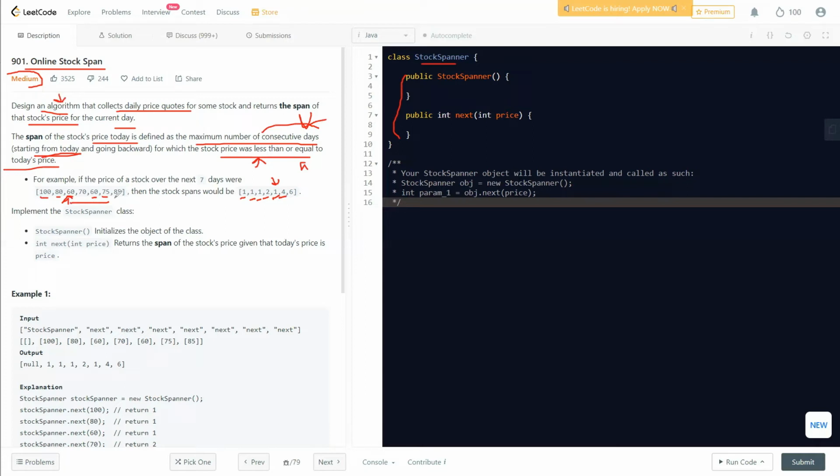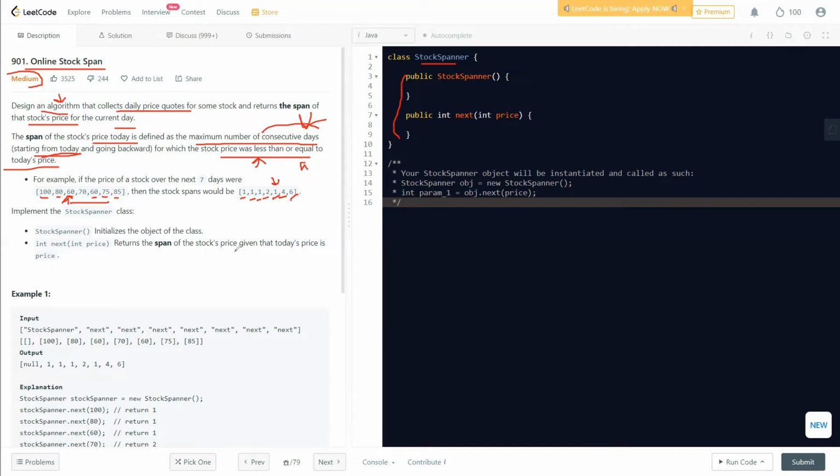Okay, and then 85. For 85, 75 is less, 60 is less, 70 is less, 60 is again less, 80 is less, right? So how many days are there? Exactly 1, 2, 3, 4, 5, and considering today, that's 6. So that's 6 days. I hope you can understand how we are solving this and how this example is going.